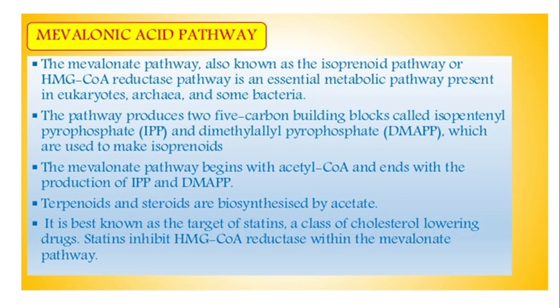In our last lecture we have seen about the shikimic acid pathway and how it is used for the production of primary metabolites like amino acids, and from those essential amino acids, different secondary metabolites are produced. Now, the mevalonic acid pathway.